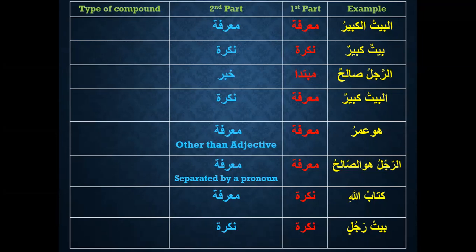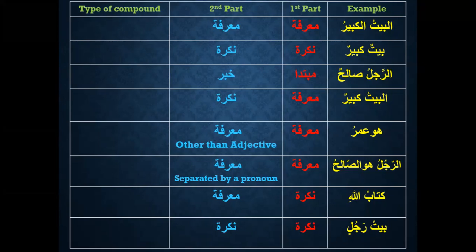Huwa Umar. Again, huwa is dhamir. Umar is, so both marifa this time, both mudhakkar, both singular, both in marfu state. So would you say that this is mausuf sifa? No, because Umar is a noun. We know it's a proper name given to an individual.